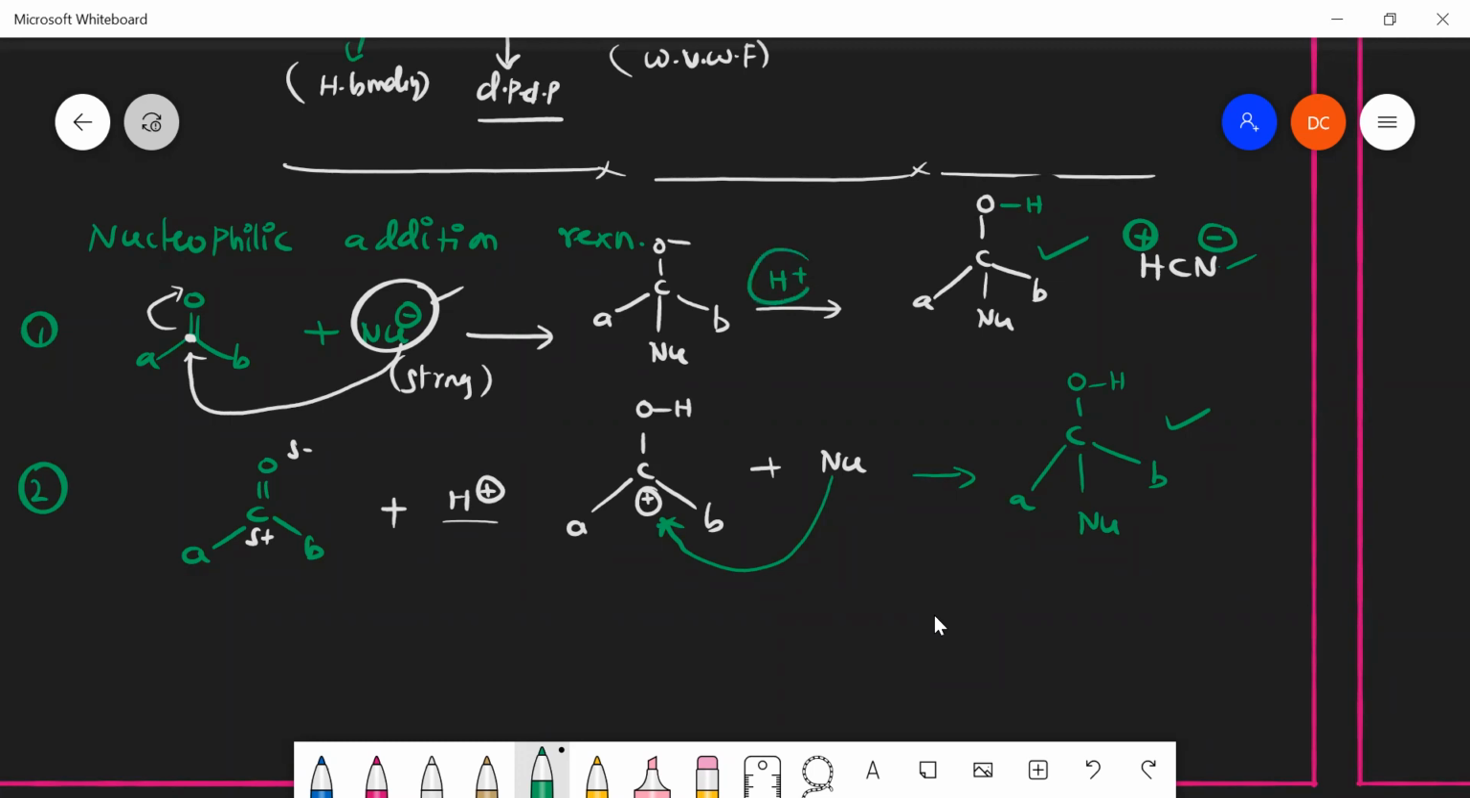Yeah. So H plus will come and approach here, then it forms the product. In the second step, the nucleophile will come and approach here. It can also form a product. The same product will be formed. So we'll discuss in the next class how the nucleophilic addition reaction takes place. It's a very, very important part of this chapter.